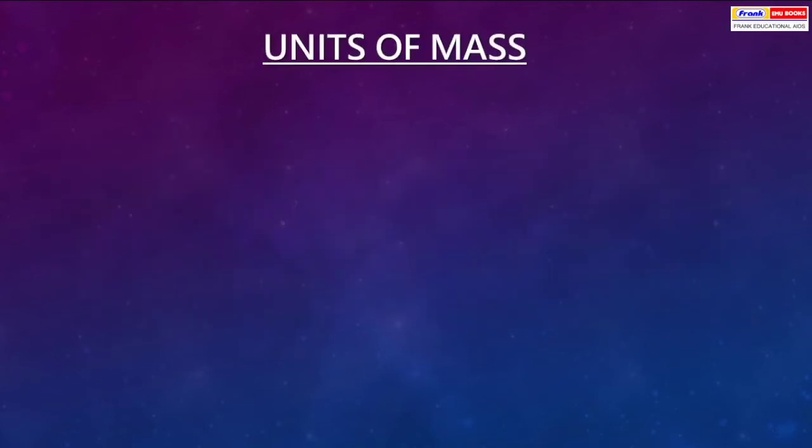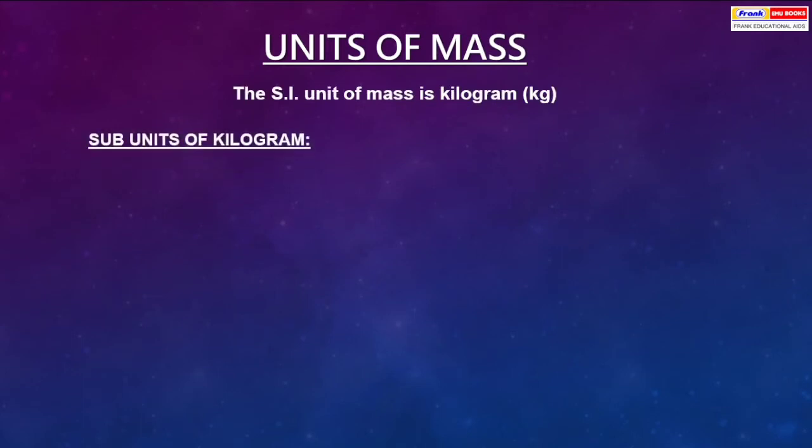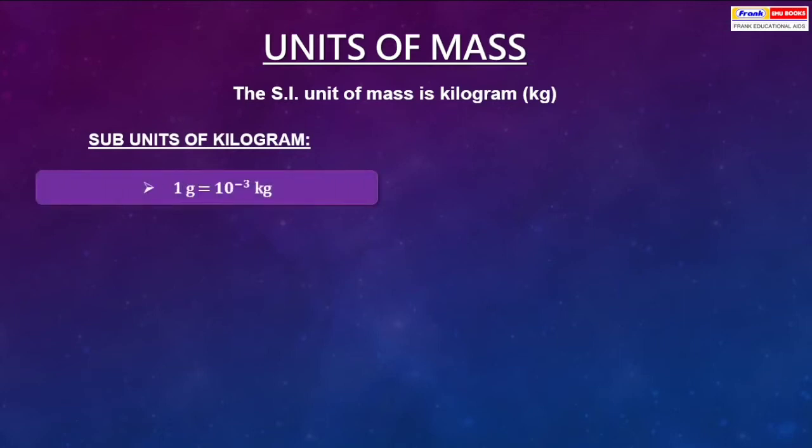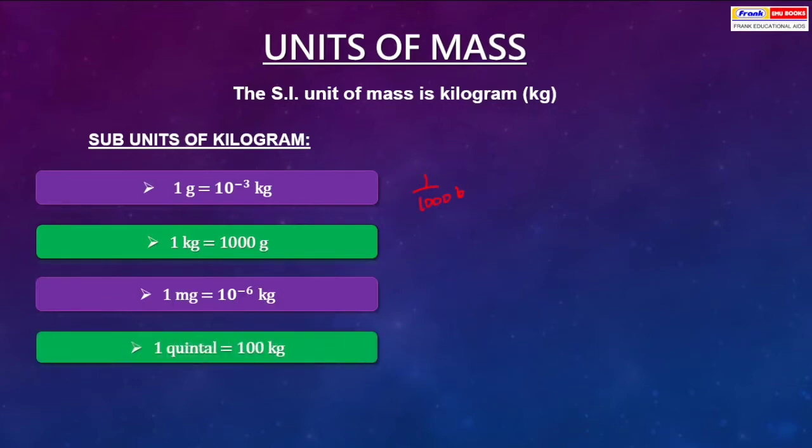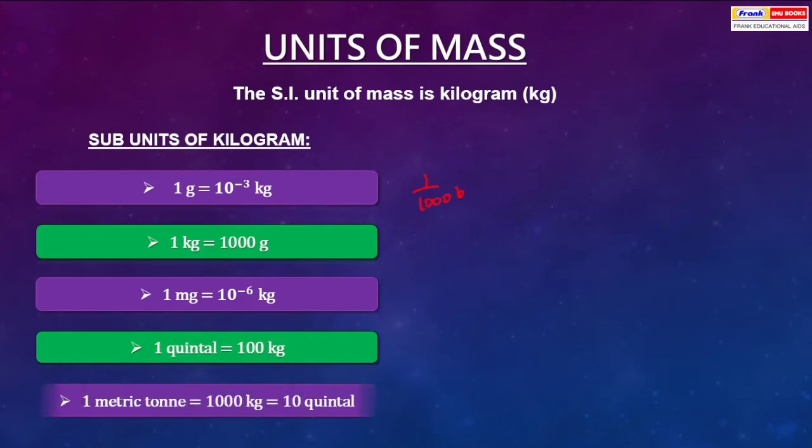Now coming to the units of mass. The SI unit of mass is the kilogram, and there are some subunits of the kilogram. Like 1 gram can be written as 1 by 1000 kilogram, or 10 to the power minus 3 kg. 1 kg equals 1000 gram. 1 milligram equals 10 to the power minus 6 kilogram. 1 quintal equals 100 kilogram. 1 metric ton equals 1000 kilogram, or we can say it is 10 quintal.